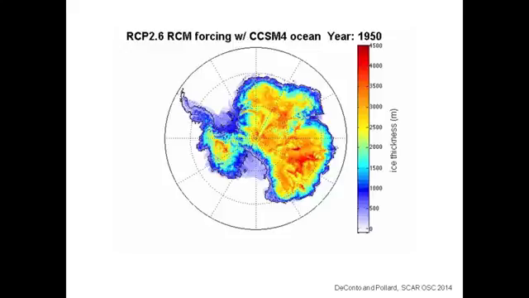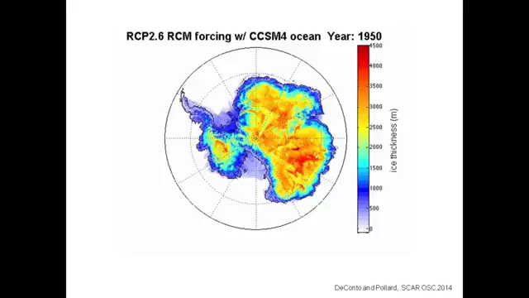You can see these light blue colors. All of the colors are basically just the thickness of the ice sheet. The light blues in the embayments here are the ice shelves. And you can see back in 1950, they're nice and big and thick and healthy. And we're going to see what happens to the ice sheet.